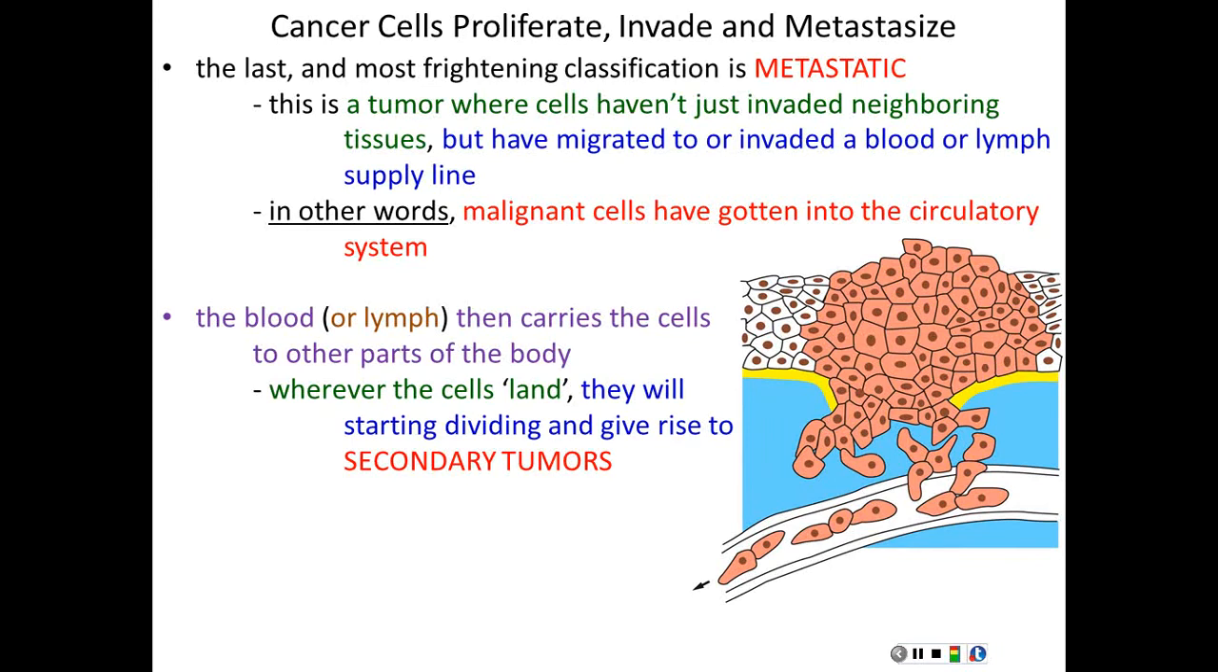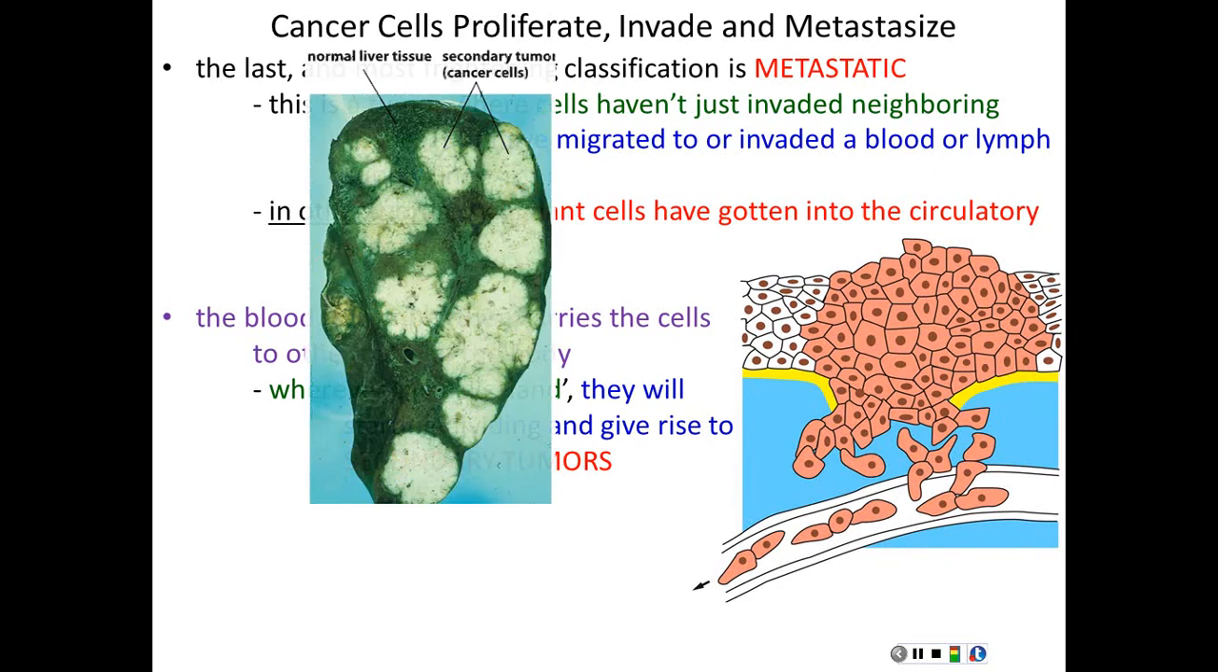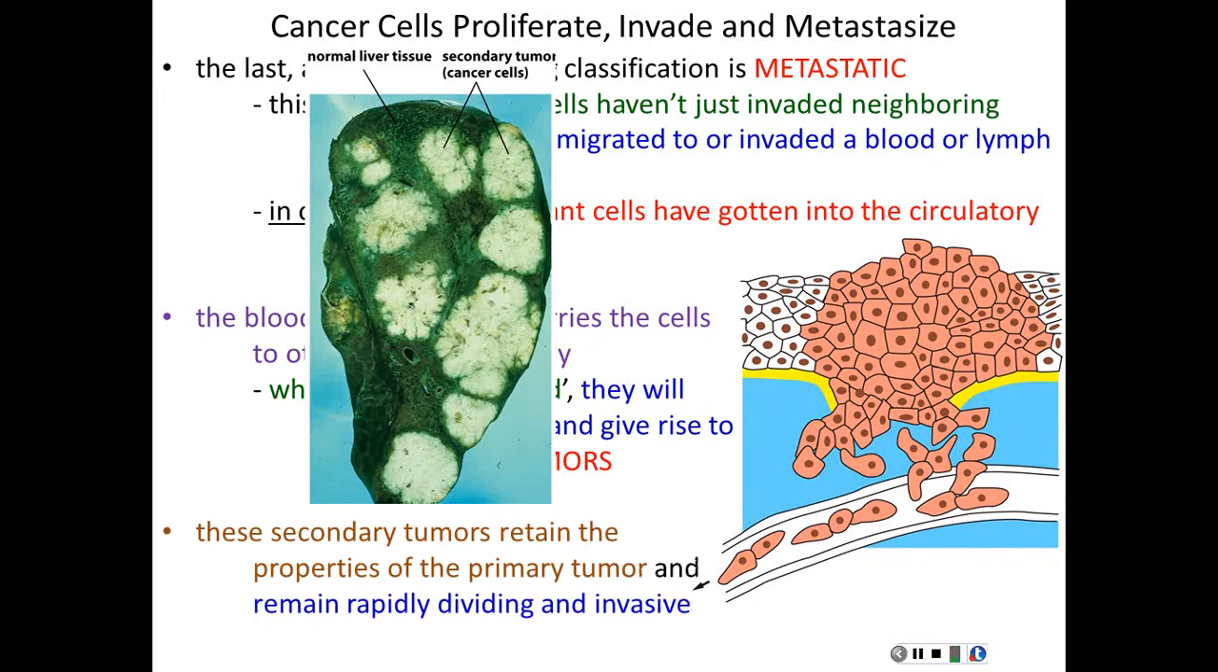Those cancer cells will eventually come out of the blood or lymph. They will land and adhere to some other tissue type, and they will start being cancerous again. They will do what cancer cells do, divide like crazy and invade. When they divide like crazy and invade in these new places, they give rise to new tumors in those areas. Those are secondary tumors. Secondary tumors are common in metastatic cancers. Here we see a liver riddled with secondary tumors.